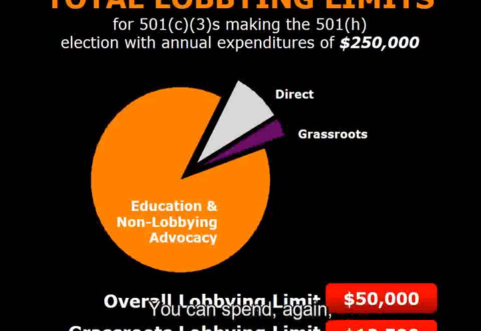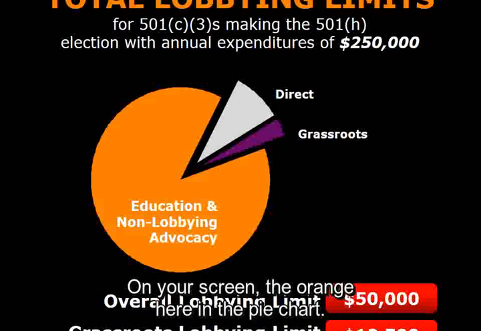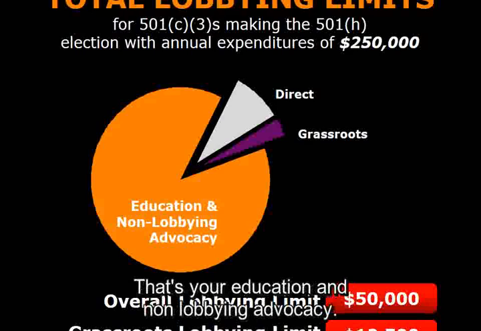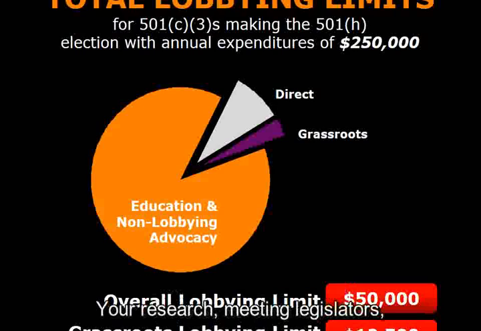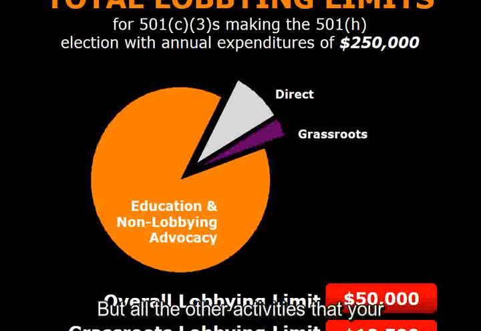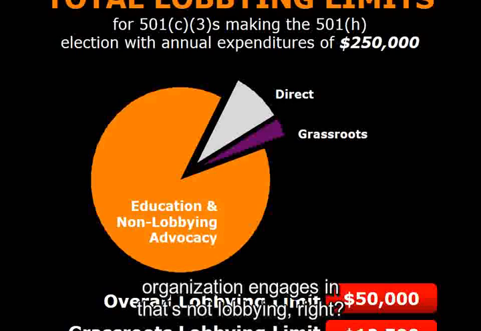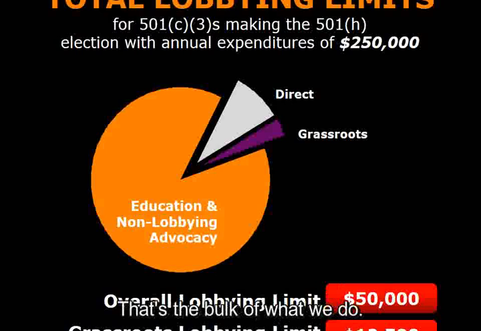Oh, let me go back. You can spend, again, 20% of the $250,000 on your overall lobbying. So that's $50,000. If you'll see here in the orange on your screen, the orange in the pie chart, that's your education, your non-lobbying advocacy, your research, meeting legislators, educating them on the issues, not necessarily lobbying. But all of the other activities that your organization engages in, that's not lobbying, right? And that's the bulk of what we do.